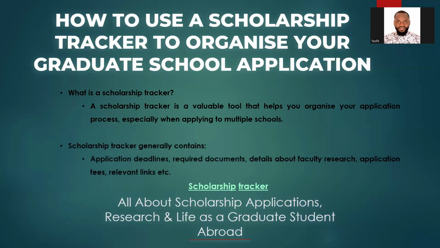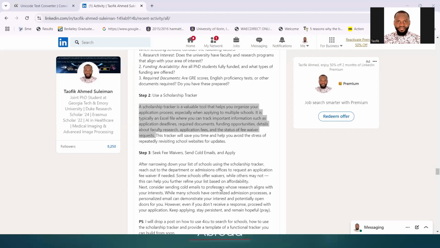Things a scholarship tracker should contain include the application deadline, the required documents, the details of the faculty, the application fee, and other relevant links. What this simply means is, just imagine you're applying to a lot of schools. Having each of these required documents in one file generally makes it easy for you. So let's do a practice of how a scholarship tracker generally looks like.